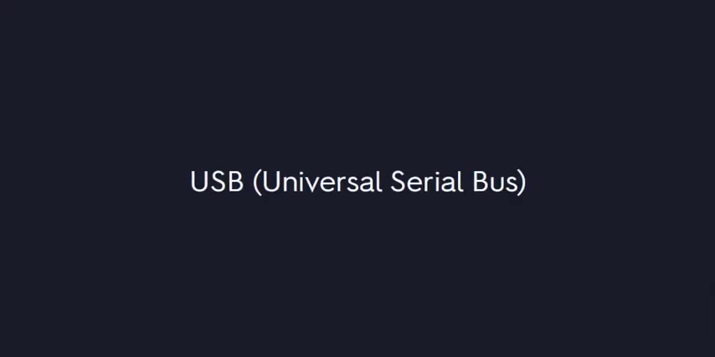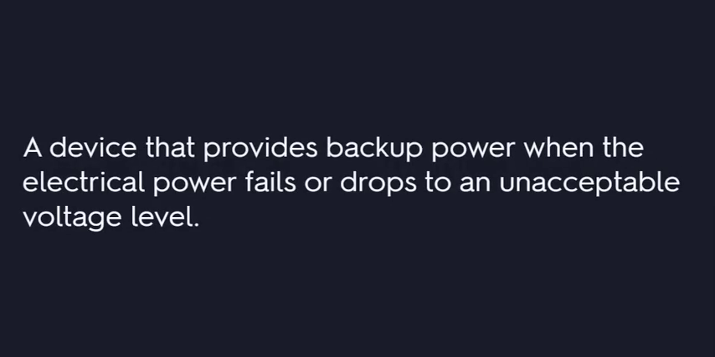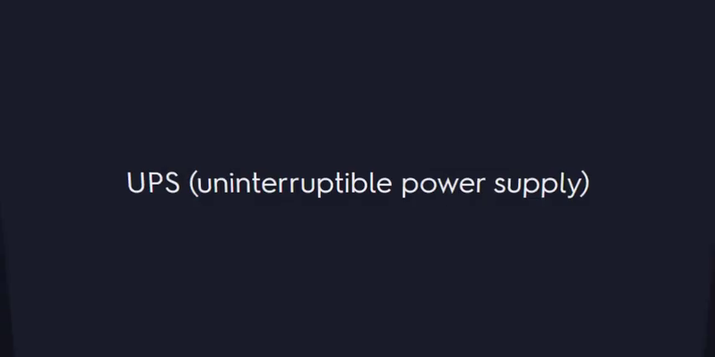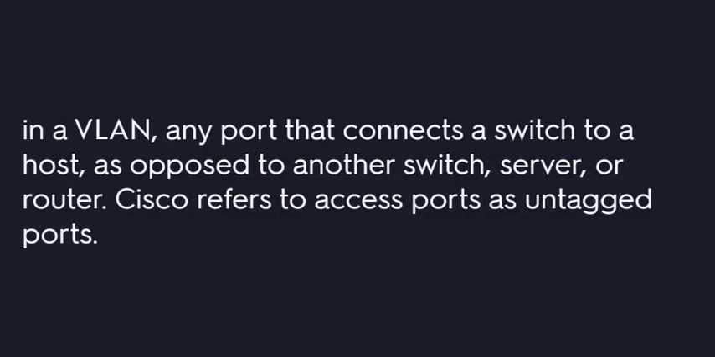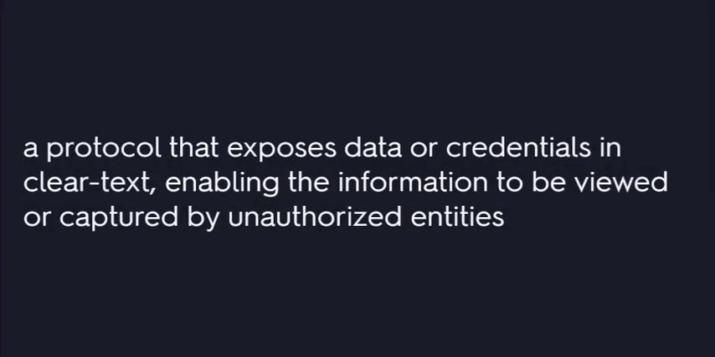USB. A device that provides backup power when the electrical power fails or drops to an unacceptable voltage level. UPS. In a VLAN, any port that connects a switch to a host as opposed to another switch, server, or router. Cisco refers to access ports as UNTIC ports. UNTIC port. A protocol that exposes data or credentials in clear text, enabling the information to be viewed or captured by unauthorized entities.